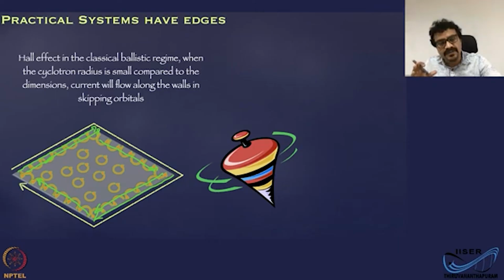Okay, so this is the classical picture of the motion of electrons when you apply really high magnetic field, and these states at the edges are called skipping orbitals classically, but quantum mechanically those are edge states. So let us now try to understand how we are going to get these edge states from our quantum mechanical picture.